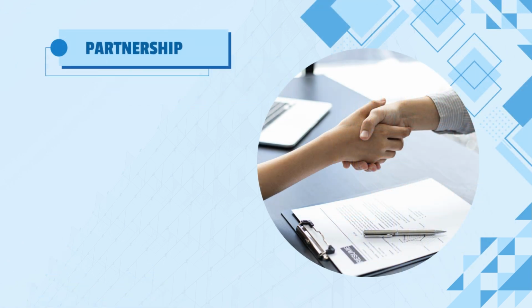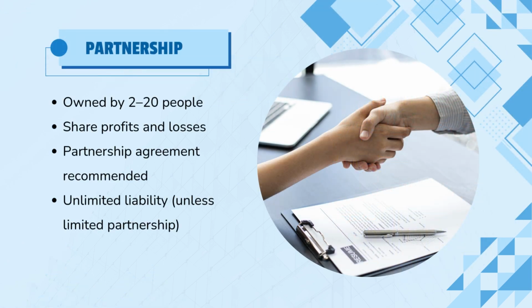Next is partnership. A partnership is owned by 2 to 20 people. Profits and losses are shared among the partners. It's a good idea to have a partnership agreement to avoid conflicts. Like a sole proprietorship, most partnerships have unlimited liability.